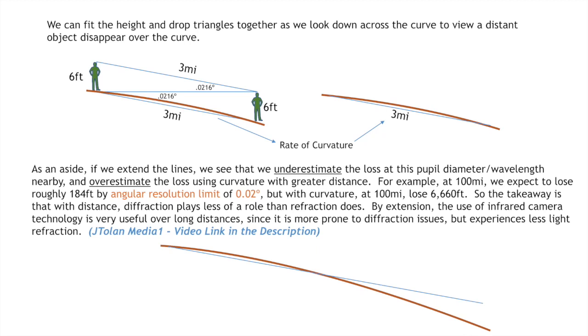feet at 100 miles. By extension, the use of infrared camera technology is very useful over long distances since it is more prone to diffraction issues but experiences less refraction at the same time. So because refraction does play a decent sized role, the infrared camera technology is proving to be a very good tool to view these distant objects, which again do not have anywhere near the expected rate of loss, such as 6,000 feet of loss at 100 miles. It just doesn't exist.